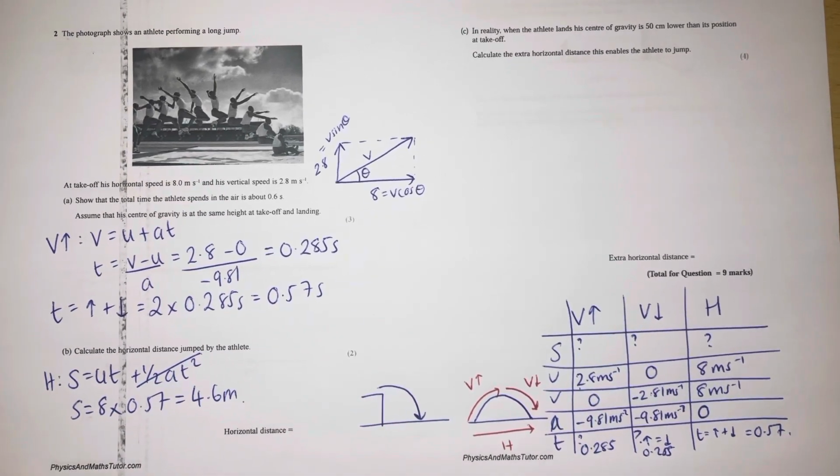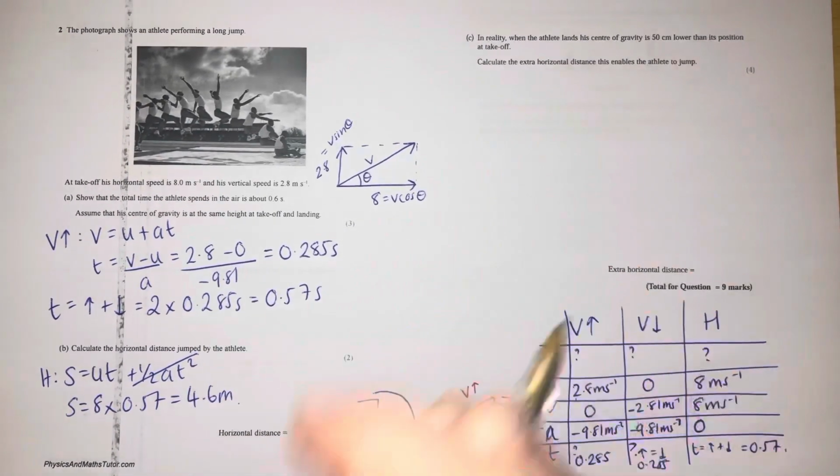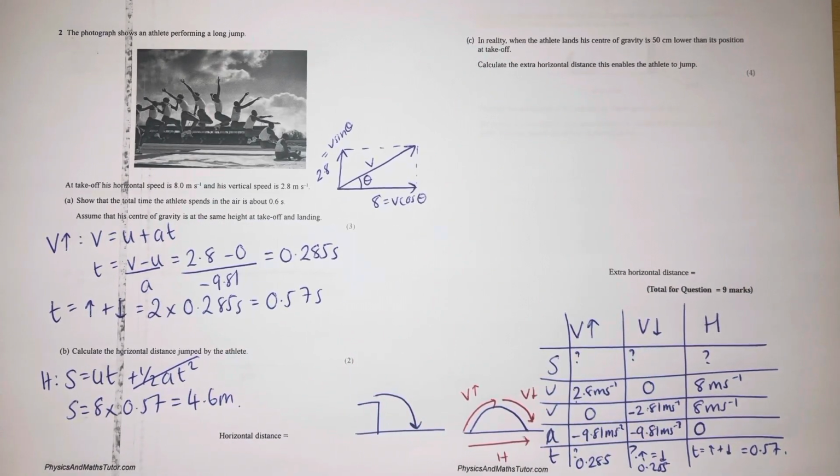Happy days. However, they're going to complicate things here and say, in reality, when the athlete lands, his centre of gravity is 50 centimetres lower than the position at takeoff.